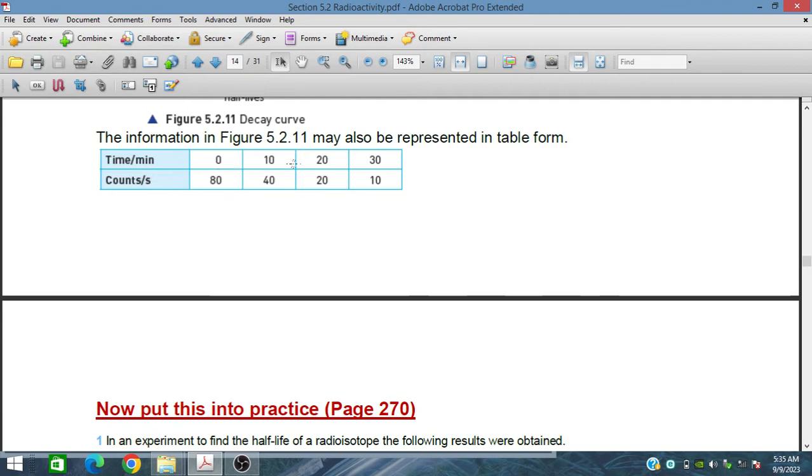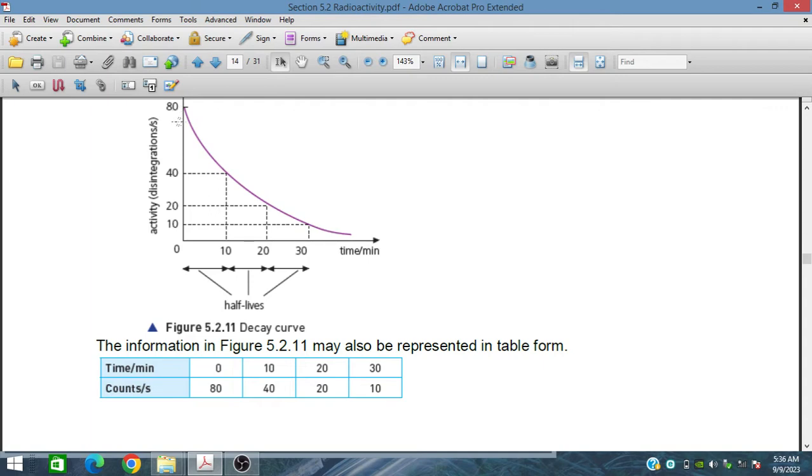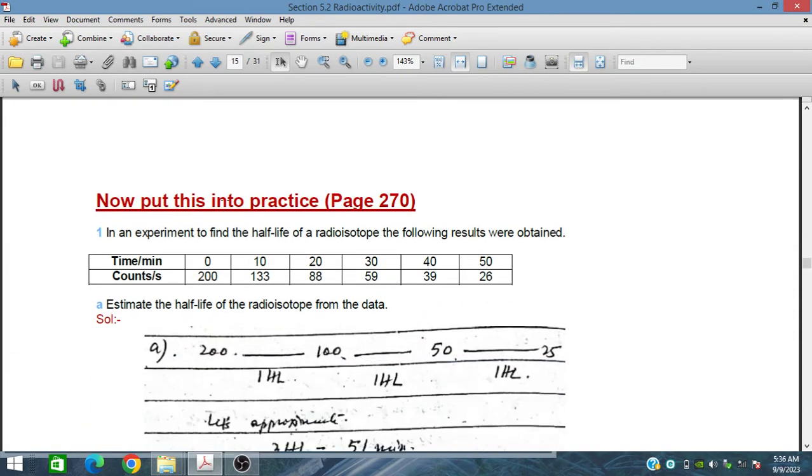This is the information for figure 5.12. At time t equal to 0, the count was 80, at 10 minutes the count was 40, at 20 minutes the count was 20, after 30 minutes the count was 10. So this was plotted here. So the half-life is basically 10 minutes, because after 10 minutes the count decreases to half its value. Now let's put this into practice.